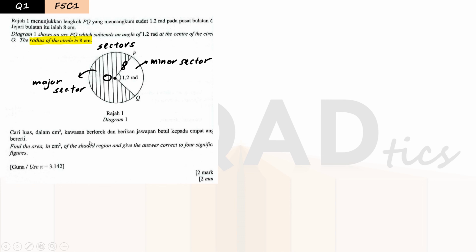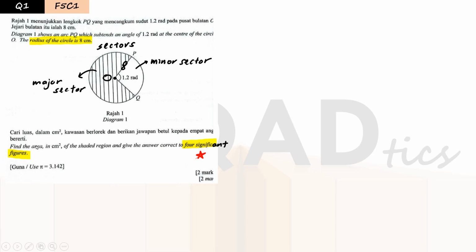Now this question tells us to find the area of the shaded region. The shaded region is here, and it is actually the area of the major sector. So we need to figure out the area of the major sector, and for our answer, we need to write it in 4 significant figures. So what is significant figures? Later I'll explain what it is, but I put a star here just in case I forget.